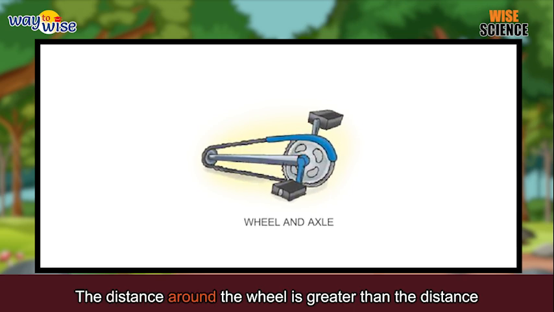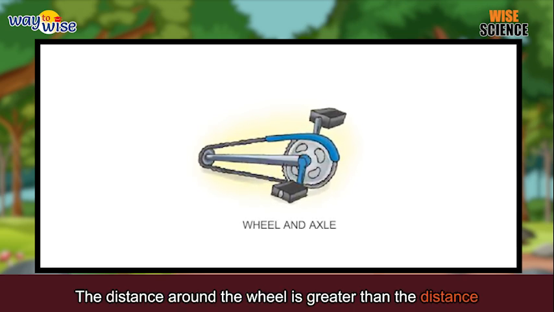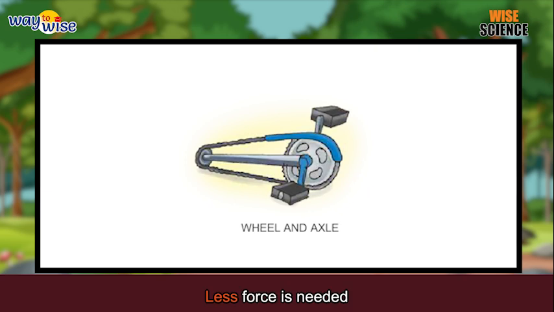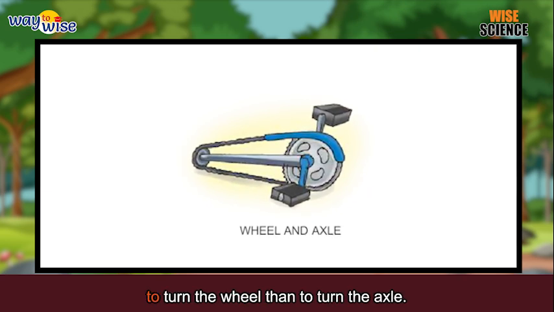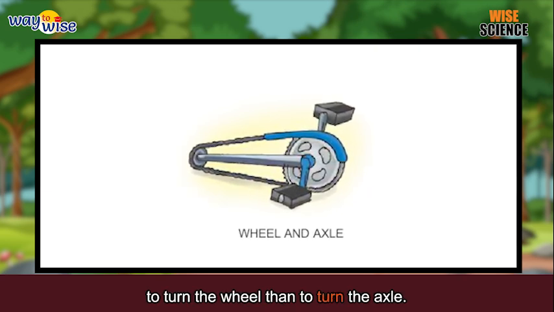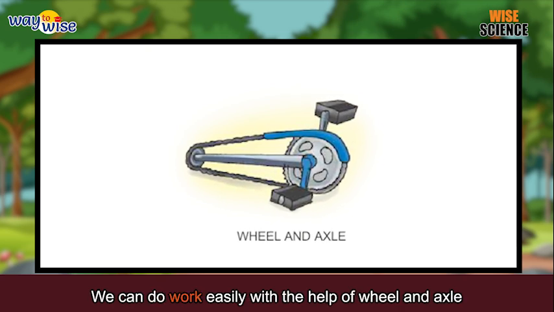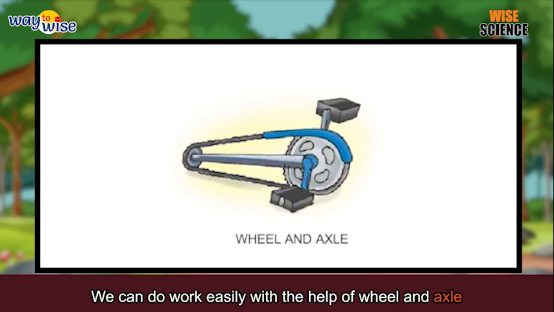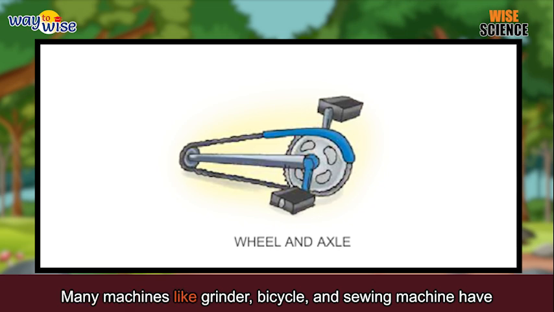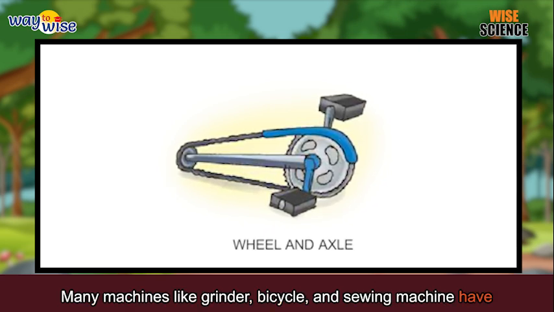The distance around the wheel is greater than the distance around the axle. Less force is needed to turn the wheel than to turn the axle. We can do work easily with the help of wheel and axle combination. Many machines like grinder, bicycle, and sewing machine have this device.